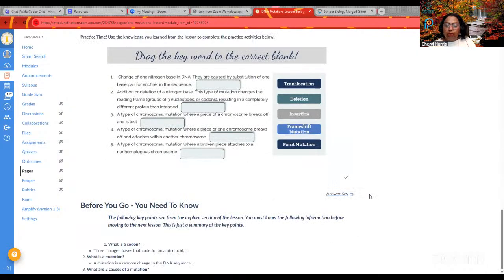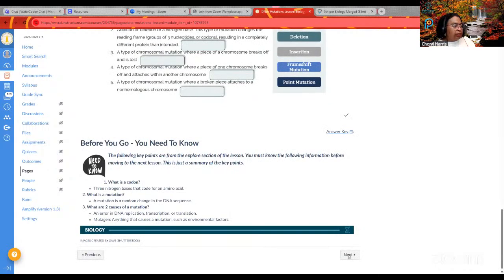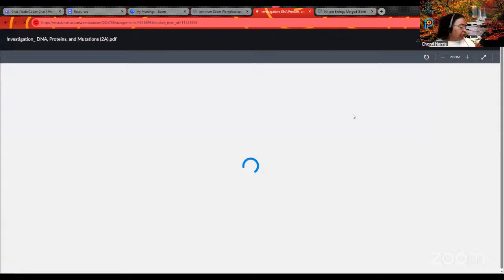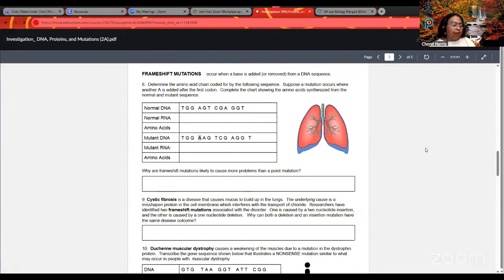So if you go from there and hit next in Canvas, you'll come to this worksheet. And if you download that, that's what we're working on today. We're actually halfway finished with it. And we are here. All right, so we've been talking. So again, folks, we're trying to get finished with this so that you can upload it. So stay with me, stay with me.